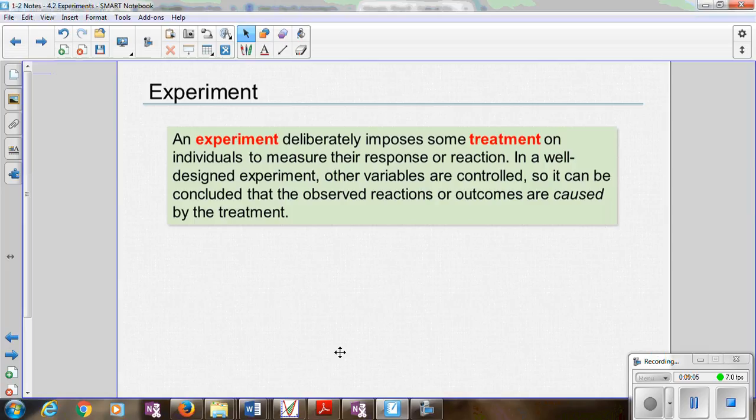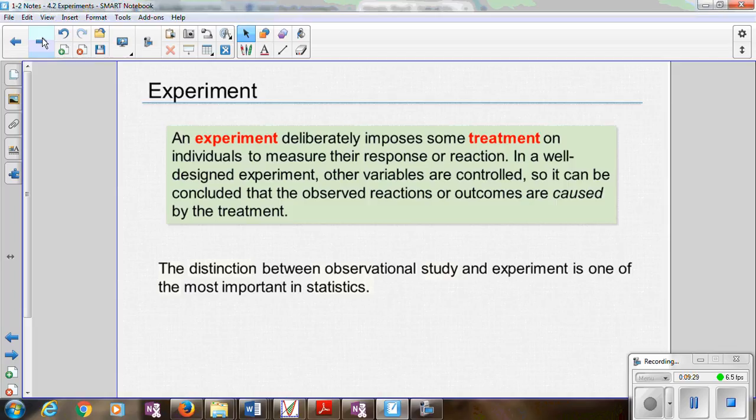An experiment is different from an observational study. An experiment is where we deliberately impose what is called a treatment on the individuals to measure their response or reaction. In a well-designed experiment, all of the other variables are controlled, so it can be concluded that any observed reaction or response is caused by the treatment alone.